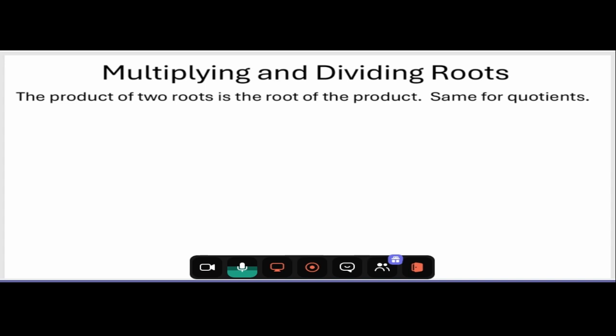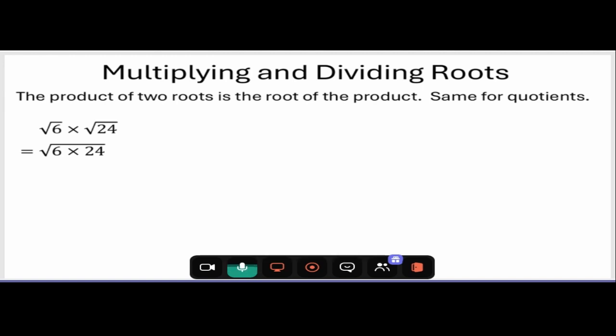Okay, the product of two roots is the root of the product, and the same for quotients. That's not nearly as confusing as it sounds. That means if we are multiplying two roots like this, no addition or subtraction, just straight multiplication, the root of 6 times the root of 24 is the same as the root of 6 times 24.